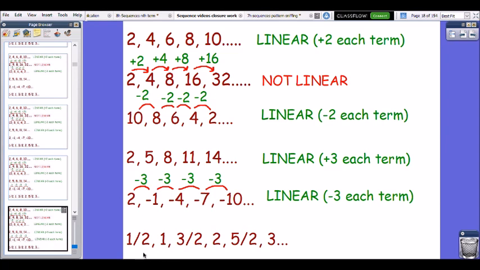Okay, and then last question. So I've got a half, 1, 3 halves, 2, 5 halves, 3. Is this a linear sequence? I'm going to tell you, yes it is. I know it's a linear sequence because I'm adding 1 half each time.